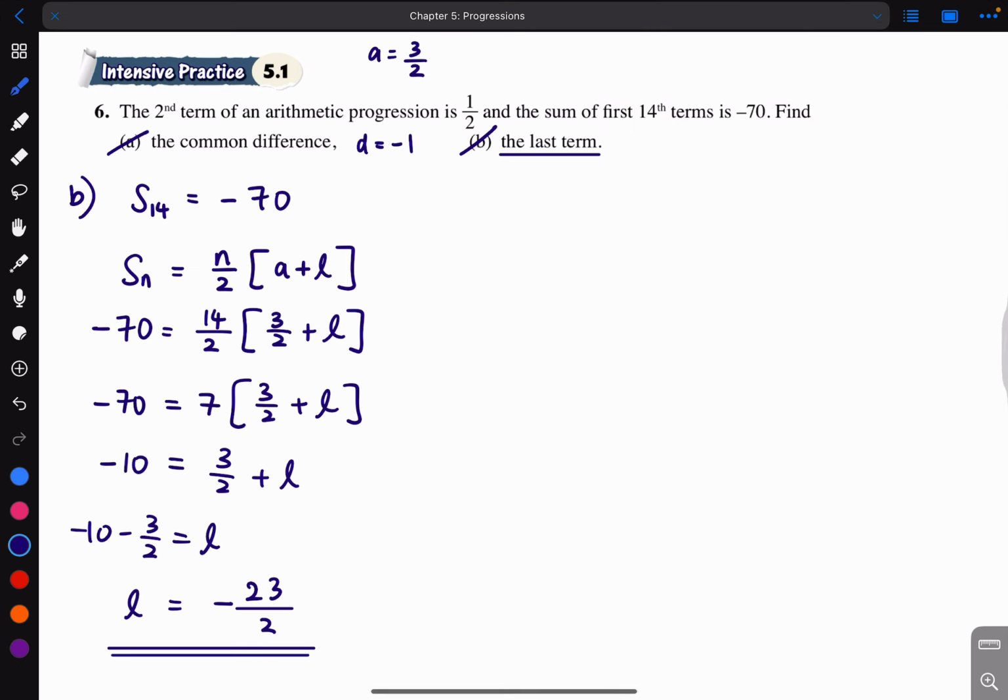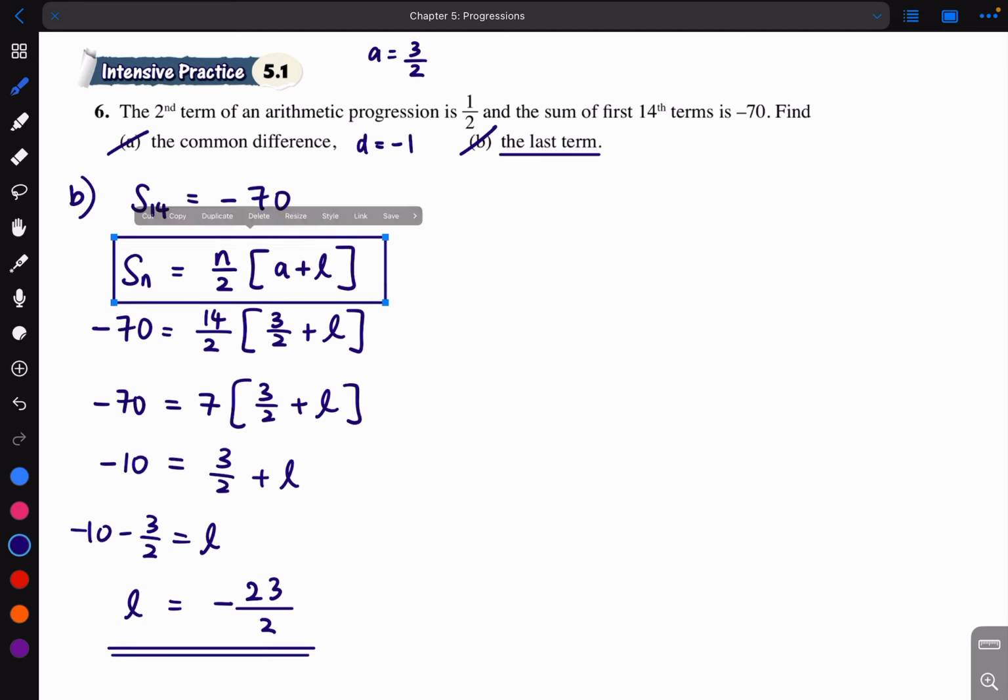Done. So this formula you can remember. It will be handy whenever they ask you the first term or the last term. That's it.